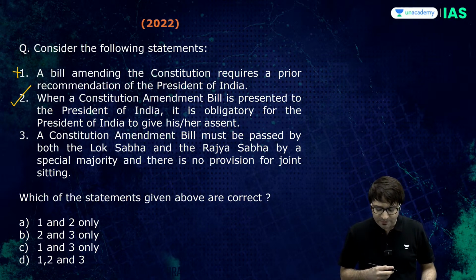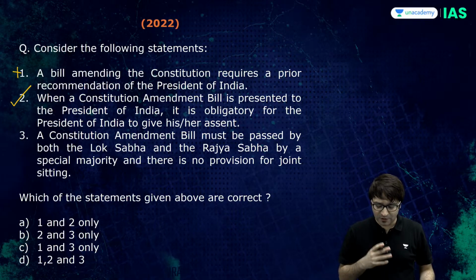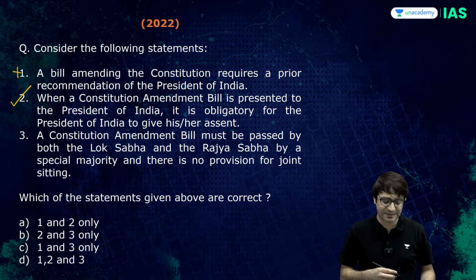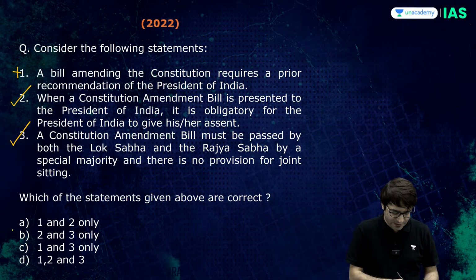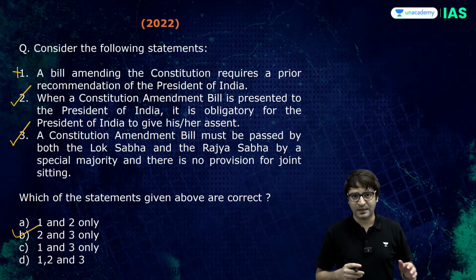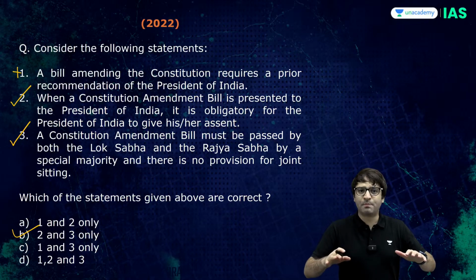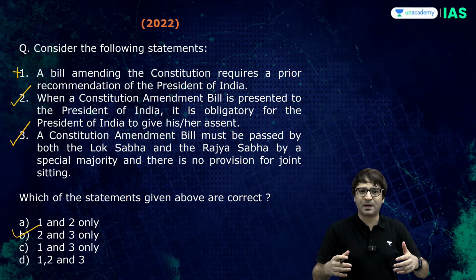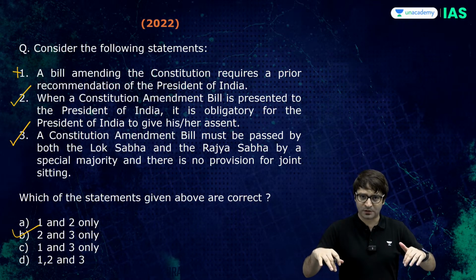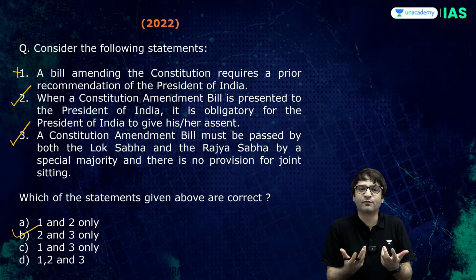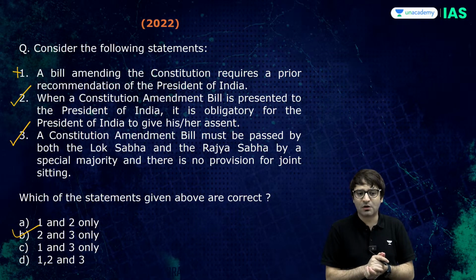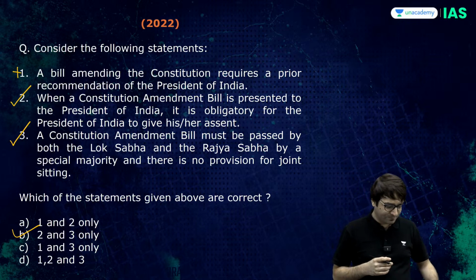A constitution amendment bill must be passed by both the Lok Sabha and the Rajya Sabha by a special majority, and there is no provision for the joint sitting. This is also correct. 2 and 3 is the right answer, because a constitution amendment bill shall have to be passed by both houses of the parliament separately by special majority, and there is no such concept of a joint sitting when it comes to a constitutional amendment bill.